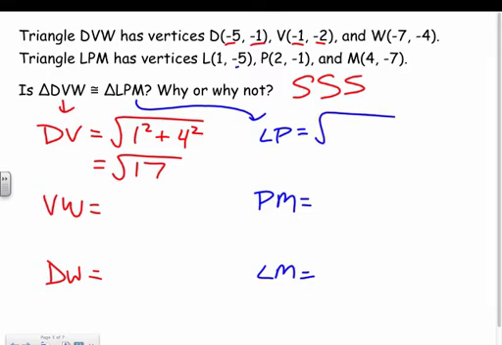So the square root, the distance between my y's is 4, so 4 squared. The distance between my x's is 1 squared. So the square root of 16 plus 1, which is 17. So far, so good. These two guys are congruent, right? Square root of 17, square root of 17. And I just keep going through.